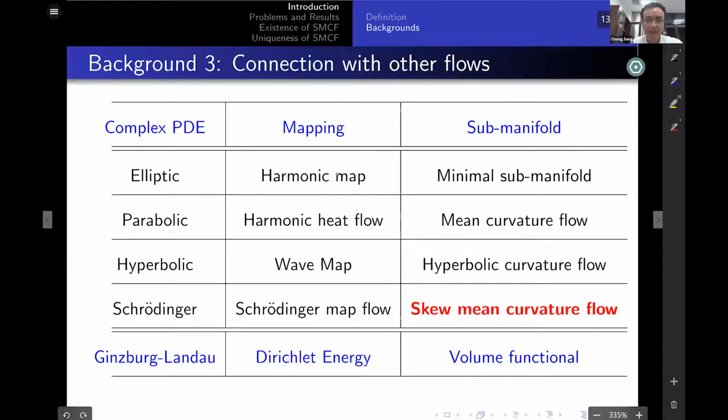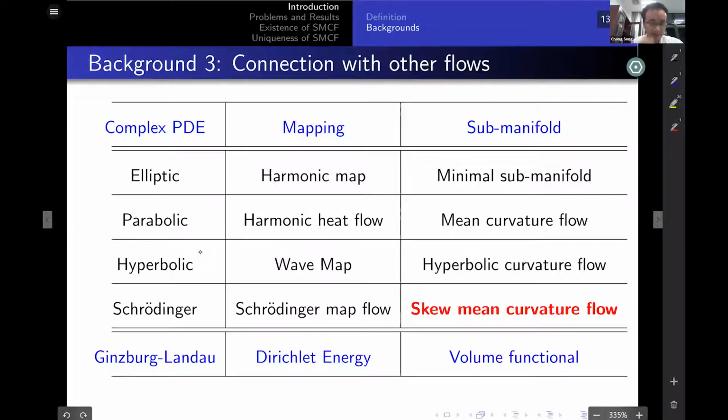And the relation is this. As I explained in the previous slide, if you consider the Gauss map of the geometric flow on the third column, then the Gauss map of this column will satisfy the second column, okay? Will become a map. Here we have the corresponding equations.